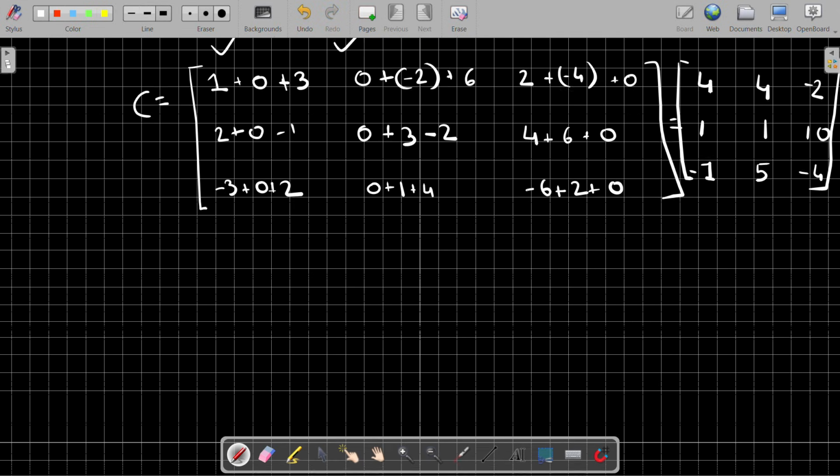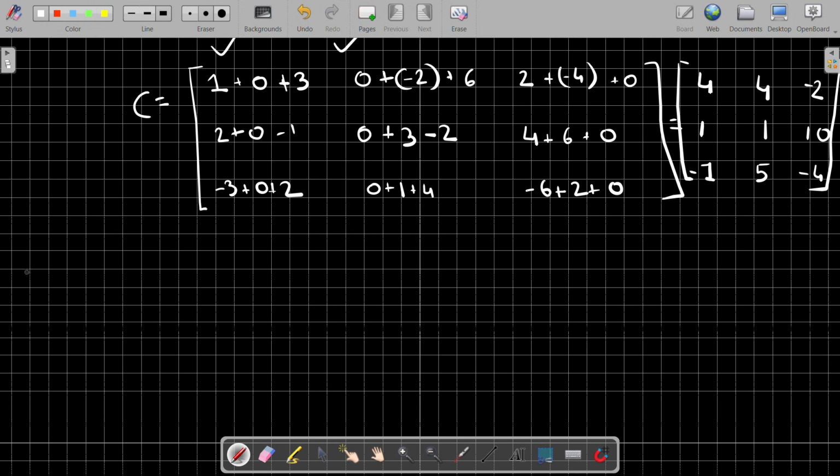Now let's do the reverse. Let's call this matrix D. So now we will be multiplying B into A. So 1 into 1 will be 1 again, plus 0 into 2 plus 0, plus 2 into 3 minus 3, minus 6. 1 into minus 2, minus 2, plus 3 into 0 is 0, plus 2 into 1 is 2.